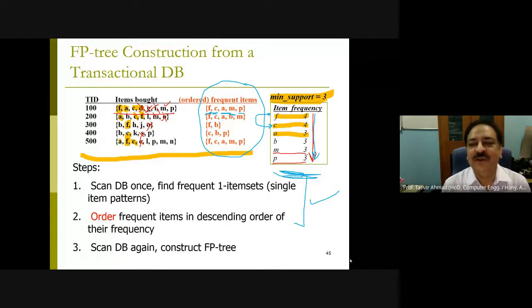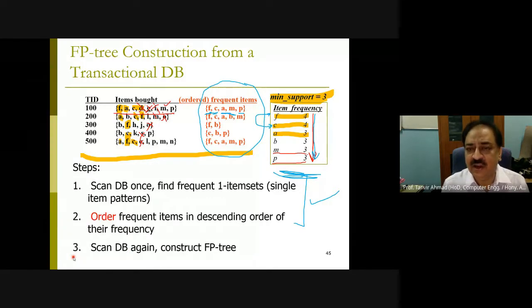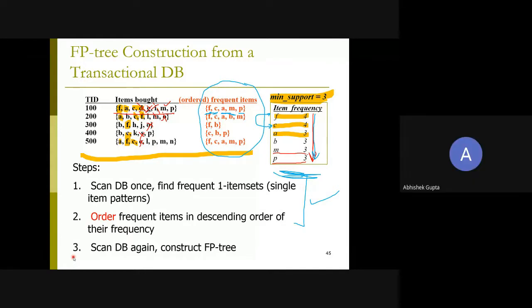Therefore, this is a very simple question, because it is already given over here. It's already written that you have one scan over here and one scan over here. That means you require only 2 scans. How many scans do you require in the Apriori algorithm? n+1 scans.